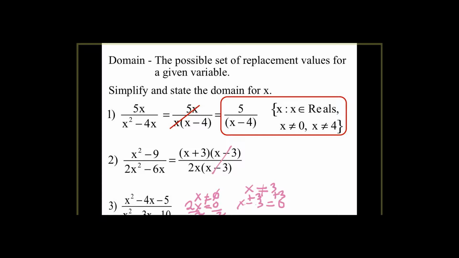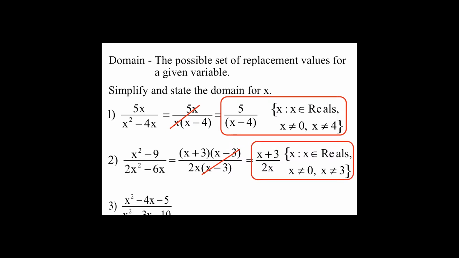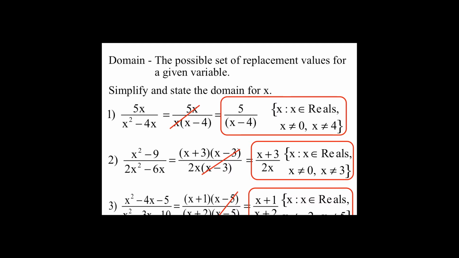I can cross these out, and I'm left with x plus 3 over 2x. One more time. X is such that x is an element of the reals, but x is not allowed to equal 0 and not allowed to equal 3. If you did the third one, or if you need more time, pause it. Otherwise, check your work now. And that's the lesson for 10-1.